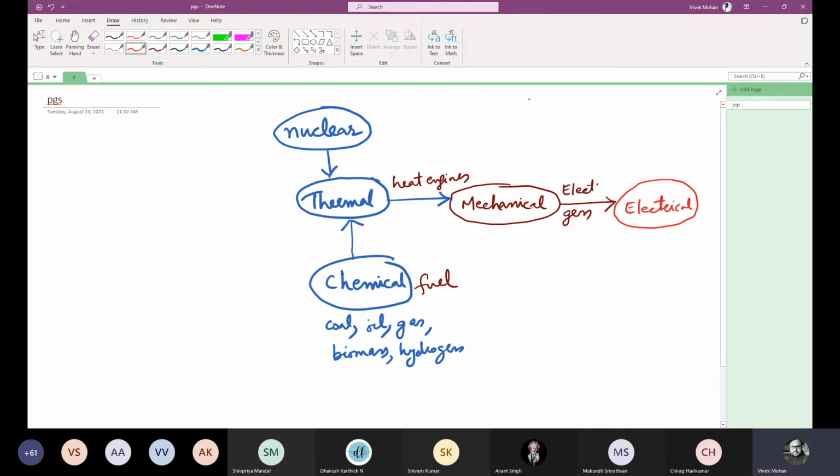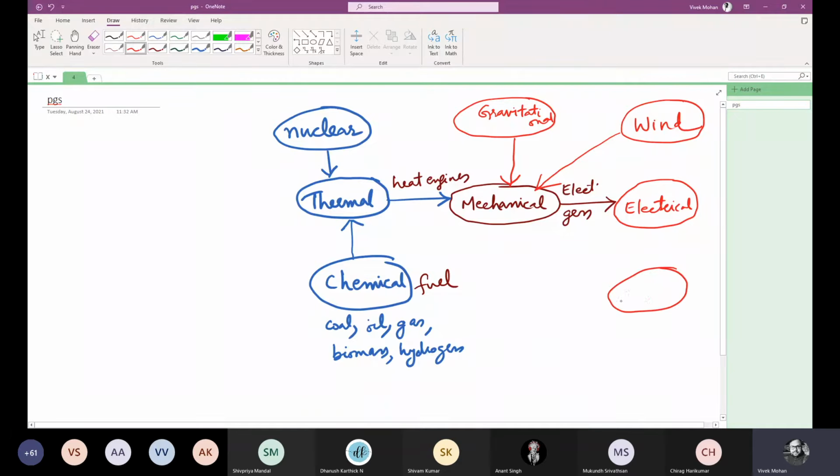Now in hydro, what happens is the gravitational force on the falling water is converted to mechanical energy. Now here, wind speed can be used to hit the blades of the wind turbine to convert it to mechanical energy. Sometimes solar is used here. Solar is used through photovoltaic conversion. It is directly converted to electrical energy.